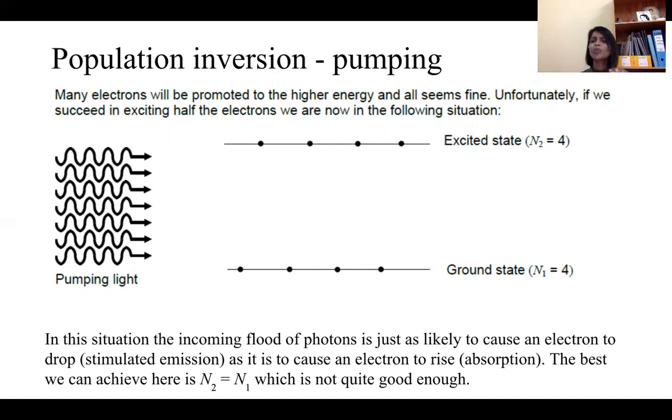So this will come to an equilibrium, and we will have like 4 electrons in the ground level and 4 in the excited level, because at some point it's going to come to an equilibrium. So we don't have population inversion here. We just have the same population in the excited level and the ground state. So that's why we can't achieve a good lasing system using a 2-level system.